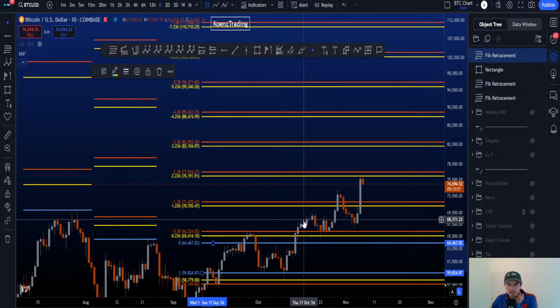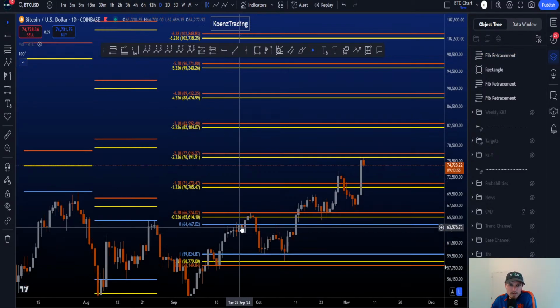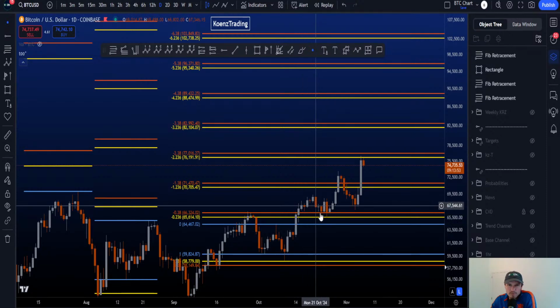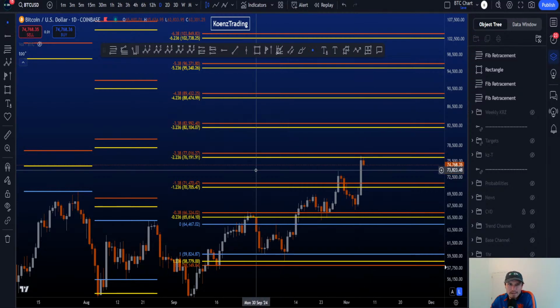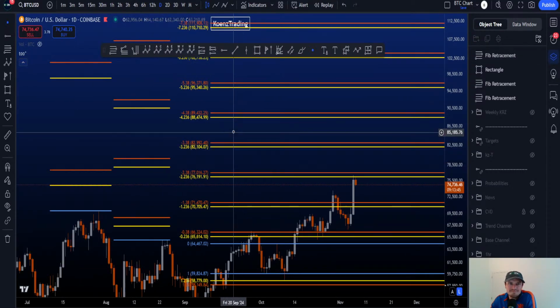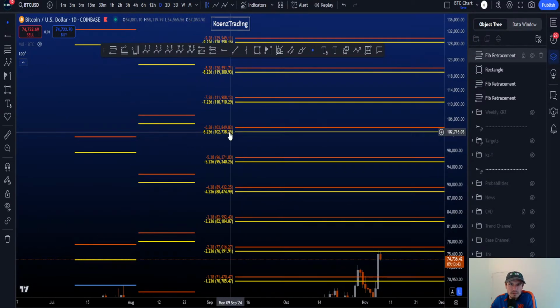Support. So we touched it here. Support, move up. Bit random here. We had support here, but then we broke through, never came all the way back. Next area, bit of resistance. How does it compare though?